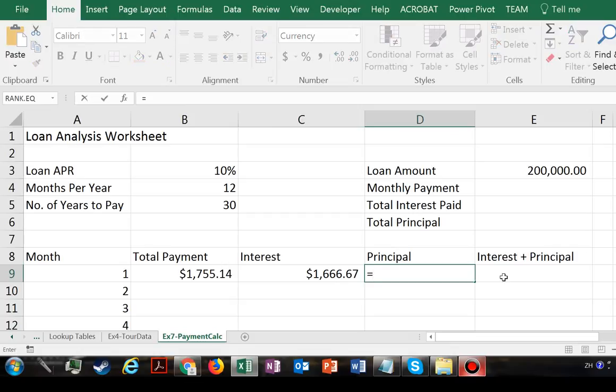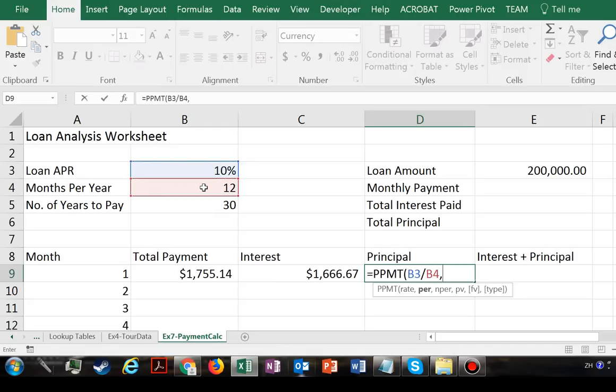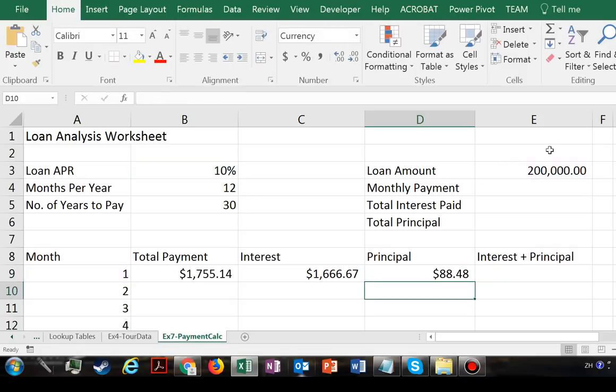For principal, we're going to use a function called PPMT, P for principal. So it returns the payment on the principal. And the arguments for PPMT are exactly the same as IPMT. So it's going to be the monthly interest rate, the period, the number of periods, and the present value of the loan. And the answer is $88.48.